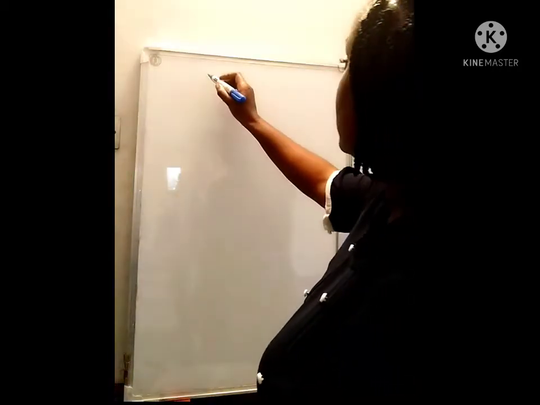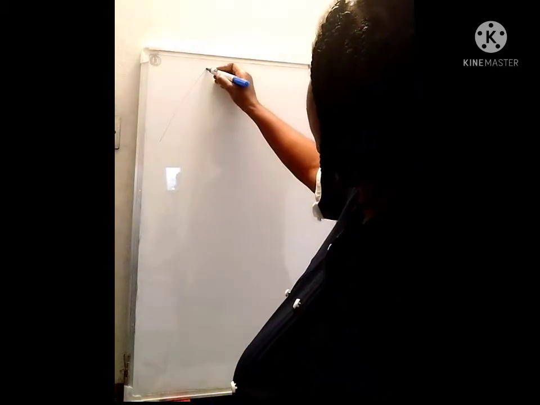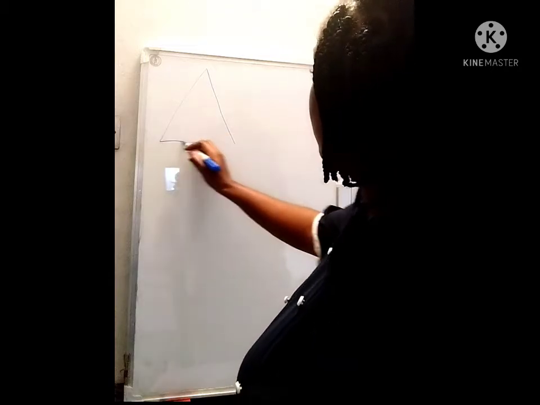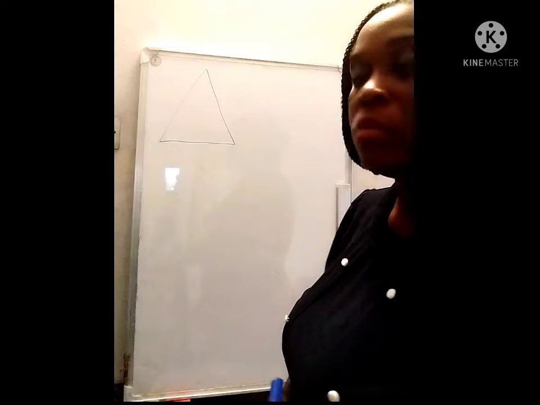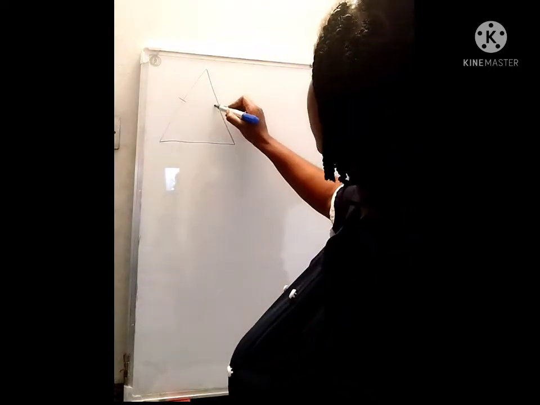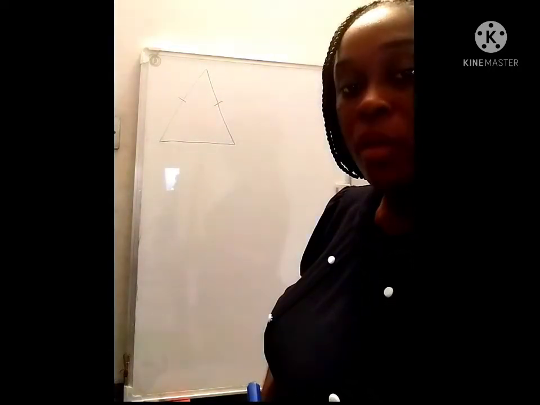So the first shape I'm going to tell you about is the triangle. We have different types of triangle. So the triangle looks like this. The first triangle I'll tell you about is the isosceles triangle. It looks like this. An isosceles triangle has two sides equal. Two sides of an isosceles triangle are equal.